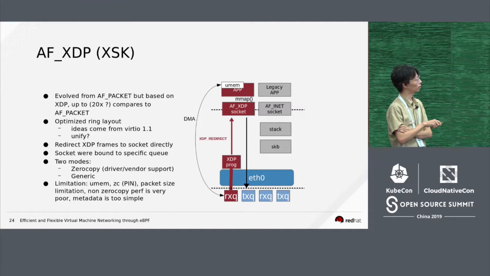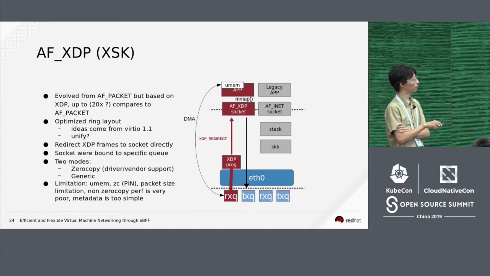This ring layout is moved from virtio 1.1, and we would like to combine it with virtio 1.1. There are two modes. One is zero copy, which needs the support of the driver. When zero copy is enabled, the XDP buffers will be translated into a form that can be known by the descriptor, and they don't need the data packet copy. The other is generic. It doesn't need any support from the driver, but it's very slow, because it's based on the slow XDP.